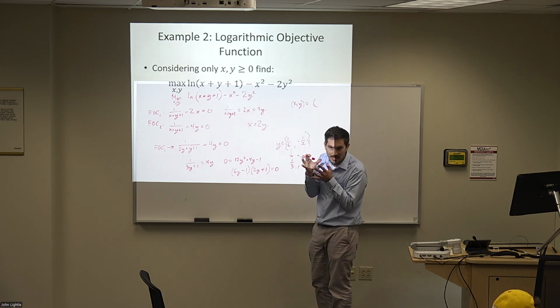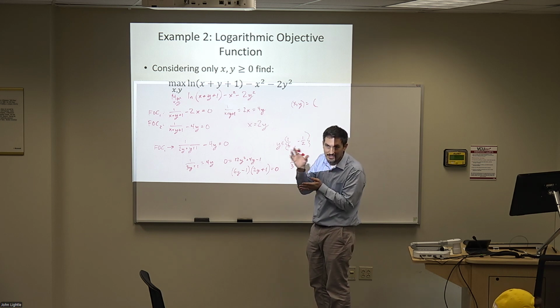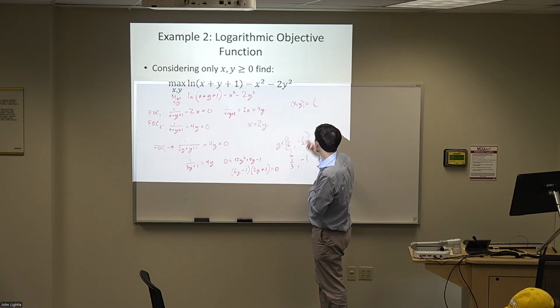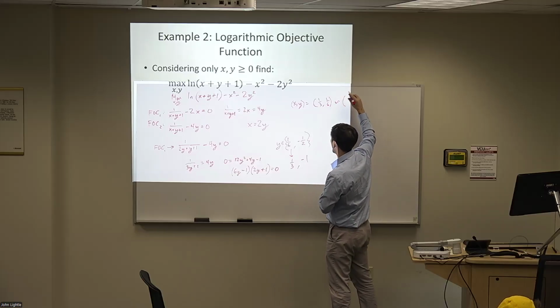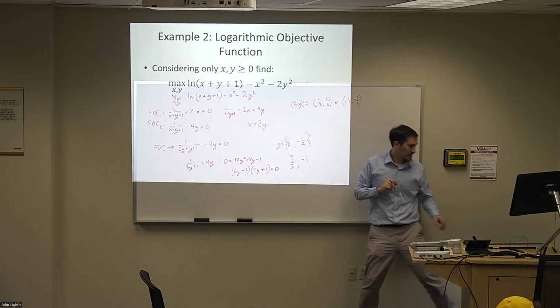So that's why I like to say that (x, y) is equal to, because this gets the ordered pair element of it: it's not just any old x and any old y, it's this particular x and y. 1/3, 1/6, or -1, -1/2. I'm going to check that.